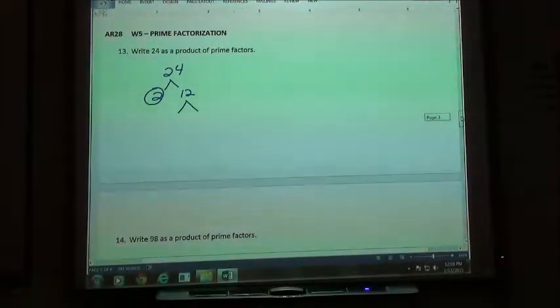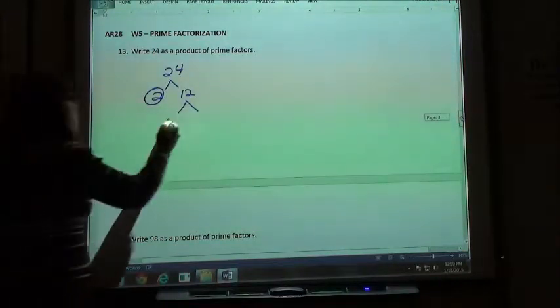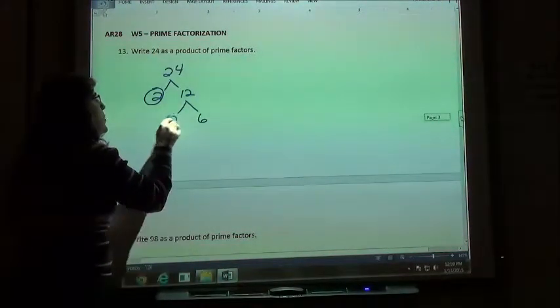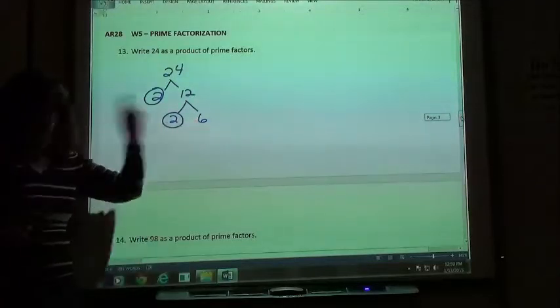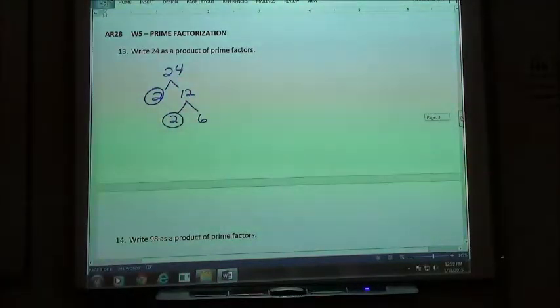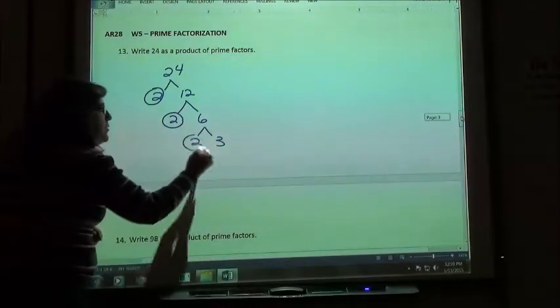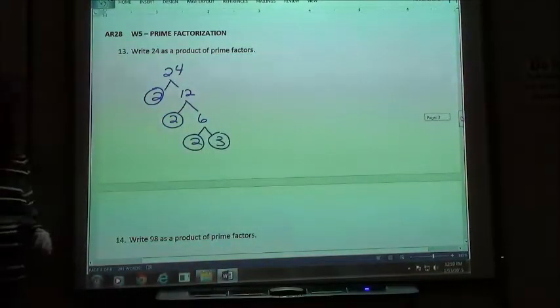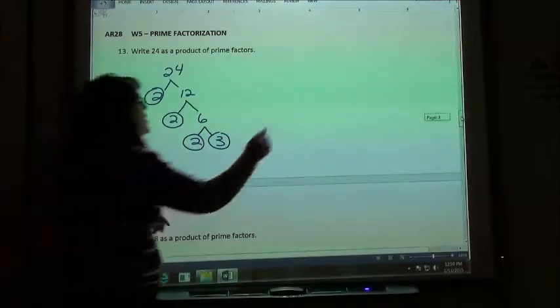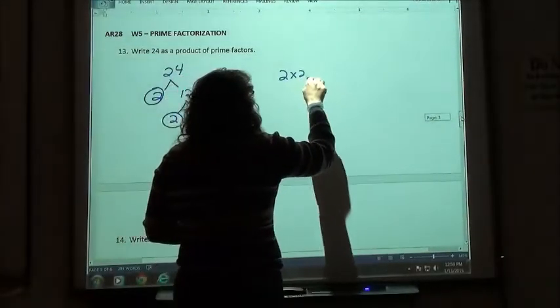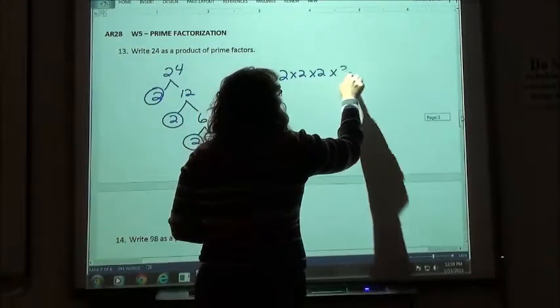So then I factor 12. What times what is 12? 2 times 6. 2 is a prime number. 6 is not. I can factor that again. 2 times 3. 2 is prime, 3 is prime. So my prime factorization is going to be 2 times 2 times 2 times 3.